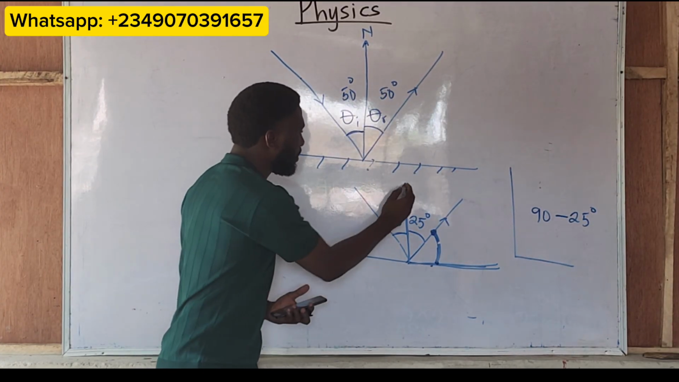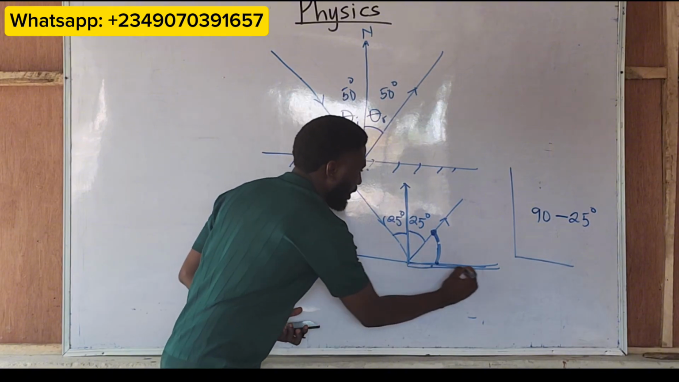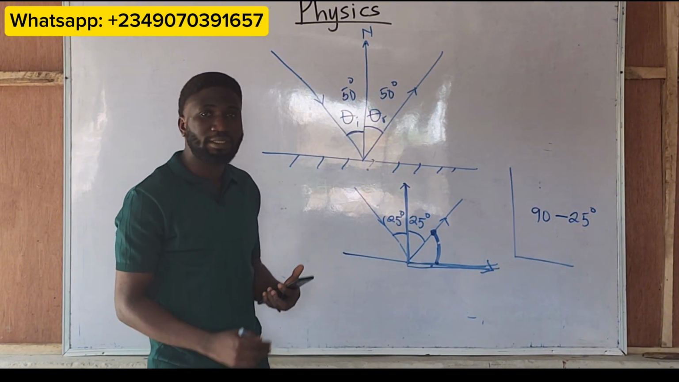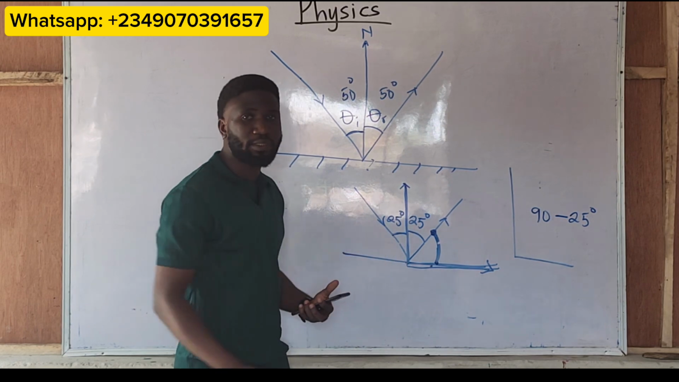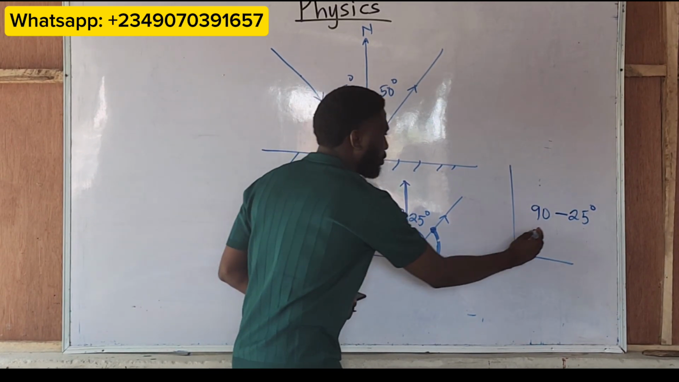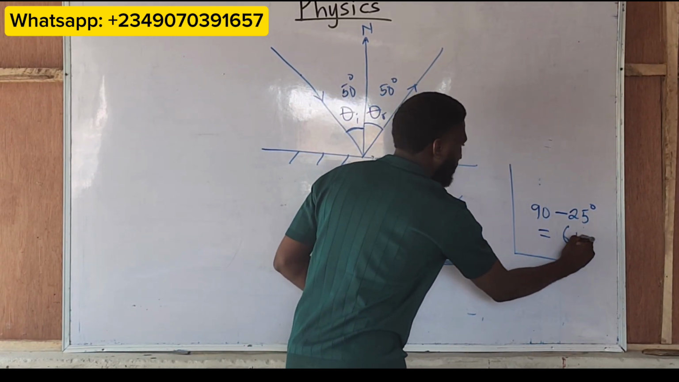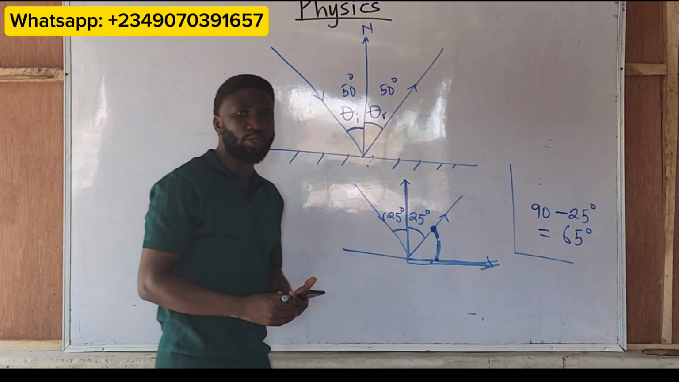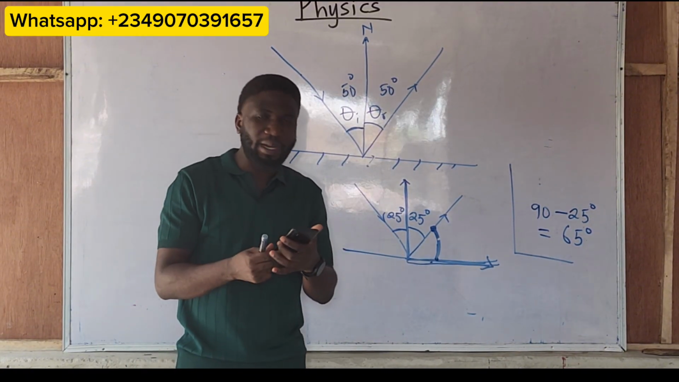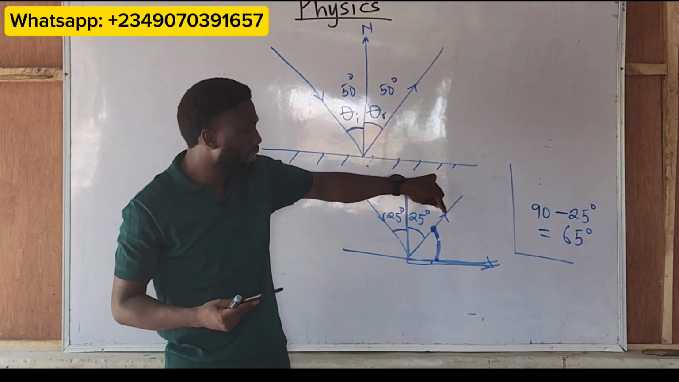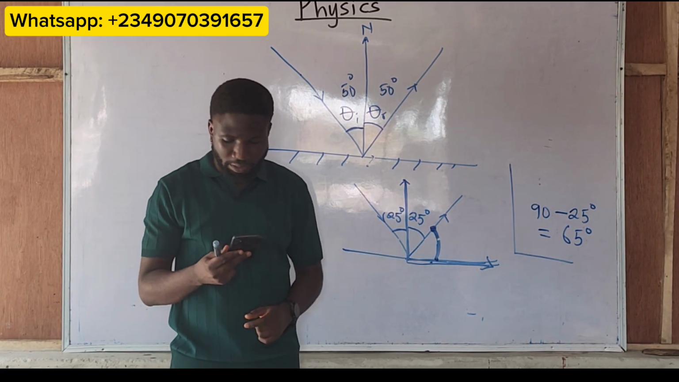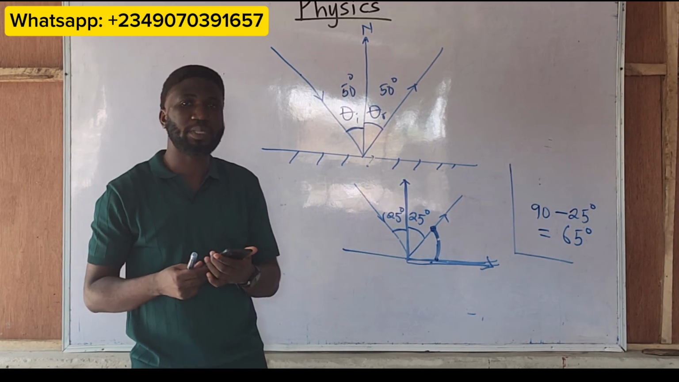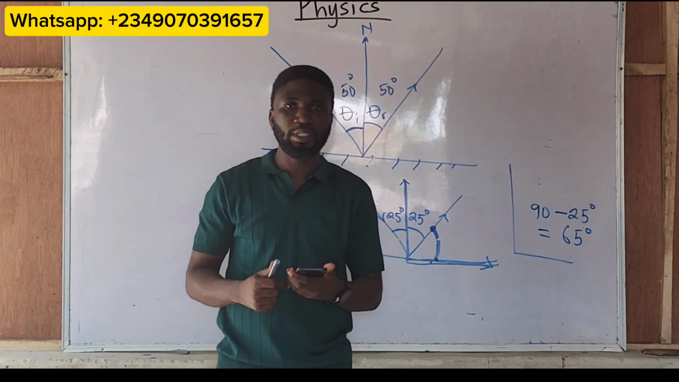Remember I said from here now to here, the angle is 90 degrees. It is a right angle. So out of 90, we've gotten 25 degrees. So 90 minus 25 degrees will now give us 65 degrees. So the angle made by the reflected ray, this is the reflected ray, to the surface of the mirror is 65 degrees. So the right answer there is 65 degrees, which is option D.